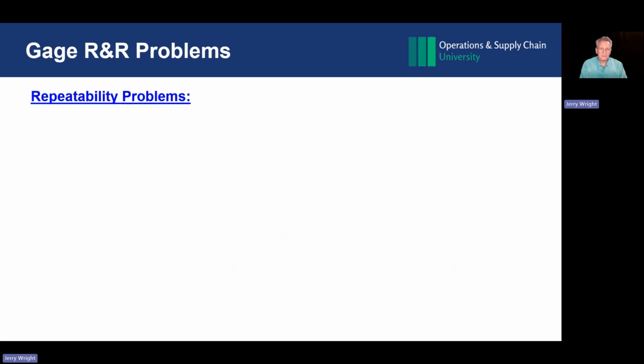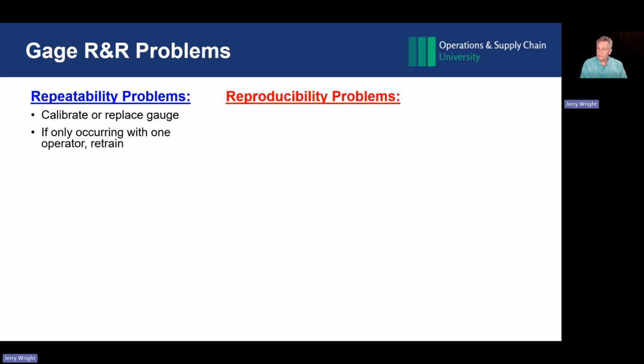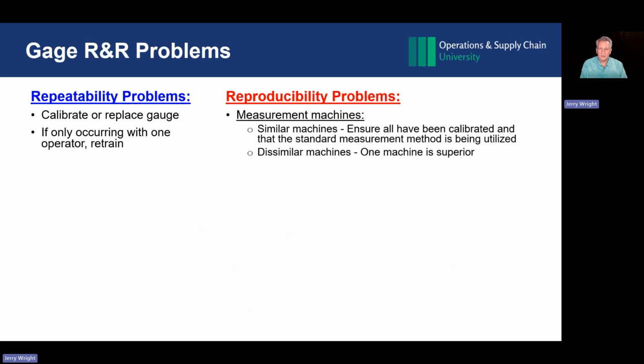Now, Gauge R&R problems tend to come in two forms. They're repeatability problems and reproducibility problems. In repeatability problems, you can calibrate or replace the gauge. Or if it's just one operator, you can do training again. So repeatability problems are usually pretty easy to resolve. Now, reproducibility problems are a little bit more difficult. You could have similar machines, but they don't measure exactly the same. So maybe one is better than another, or maybe there's some difference in the way it works. So that can be a challenge.